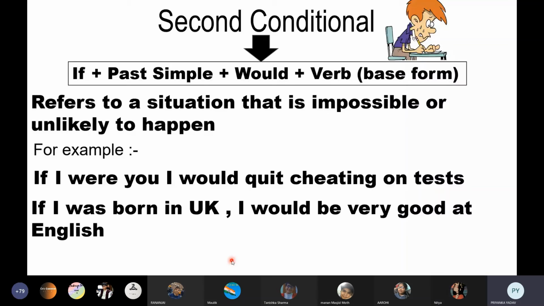Now, second example, if horses had wings, comma, they would fly. Again, this is impossible to fulfill in present or in future. Similarly, the last one, if I were Bill Gates, comma, I would do charity work. Okay, now move on to the next one.